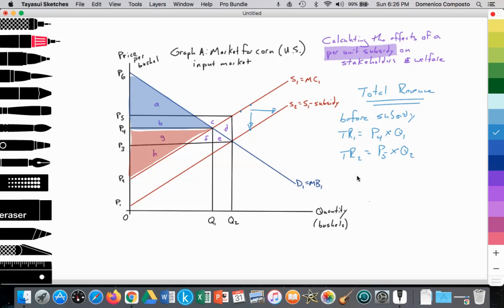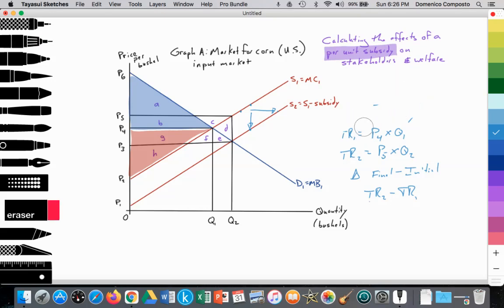All right, that could be an additional question. What is the change? All right, and that would be the final value minus the initial value. So in this case, total revenue 2 minus total revenue 1 would give us that change. Next, consumer spending.